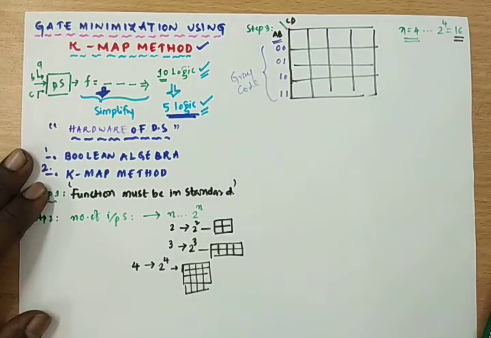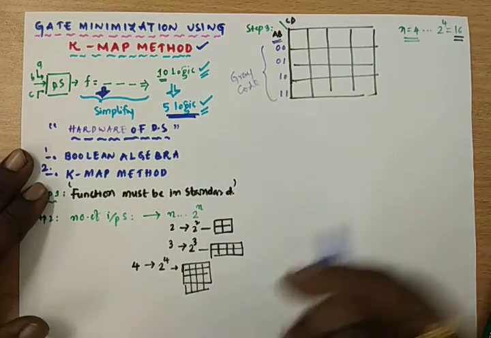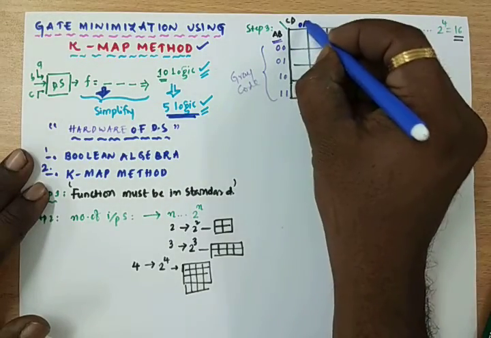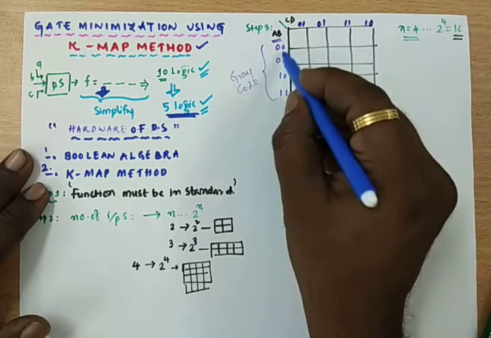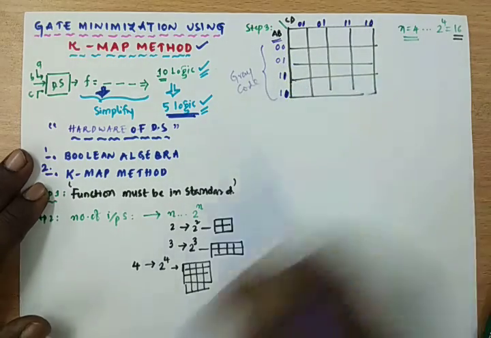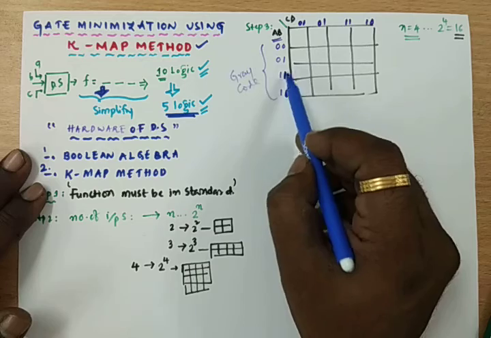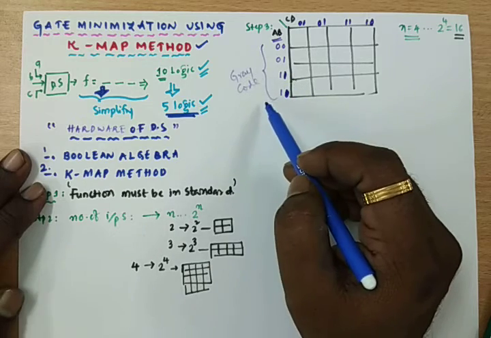And coming to the column wise also, how many columns do we have? The 4 columns we have. This is 00, 01, 11 and 10. So here 00, 01, 11 and 10 is nothing but gray code.